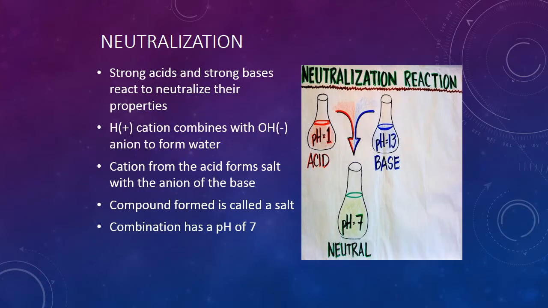Neutralization reactions are basically when strong acids and bases are mixed together to neutralize their properties. When the H plus cation combines with the OH negative anion, they form water. The cation from the base forms a salt with the anion of the acid. That compound is then called a salt, and the combination has a pH of 7, which indicates that it's neutral.